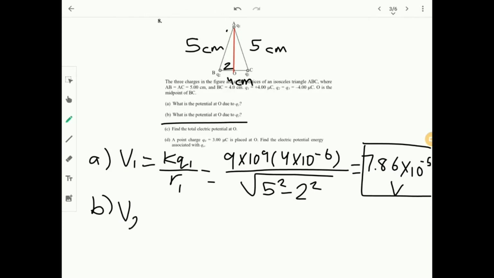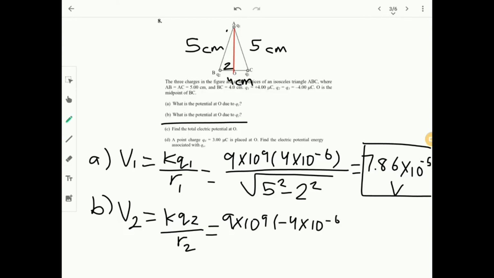B. What is the potential at O due to Q2? Okay, Q2. How do you find that? Using the same formula, KQ2 over R2. We have K, 9 times 10 to the 9. This time we have to use the negative, so it's minus 4 times 10 to the minus 6 over.